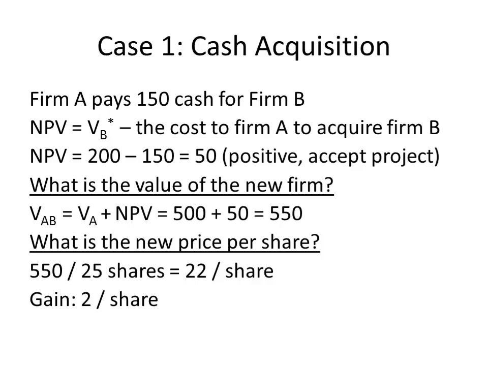Now what's the value of the new firm that's formed as a result? Well, that's just going to be the value of A as a standalone firm plus the net present value to firm A. That's 500 plus 50. That's equal to 550. So what's the new price per share? Well, there are still 25 shares outstanding. The firm B shares simply disappear. So we have 550 divided by 25, or 22 per share. The gain is 2 per share.